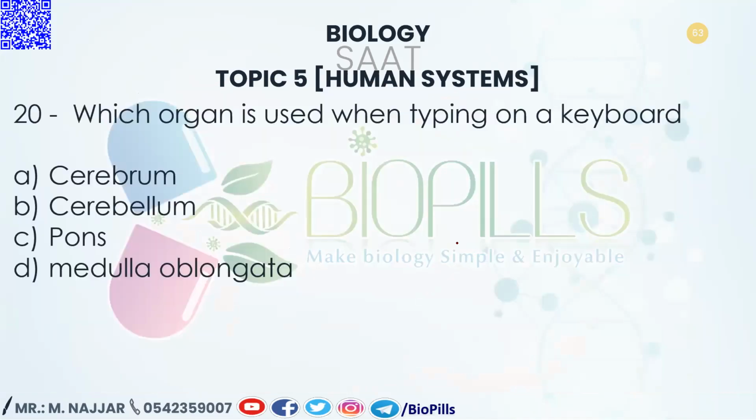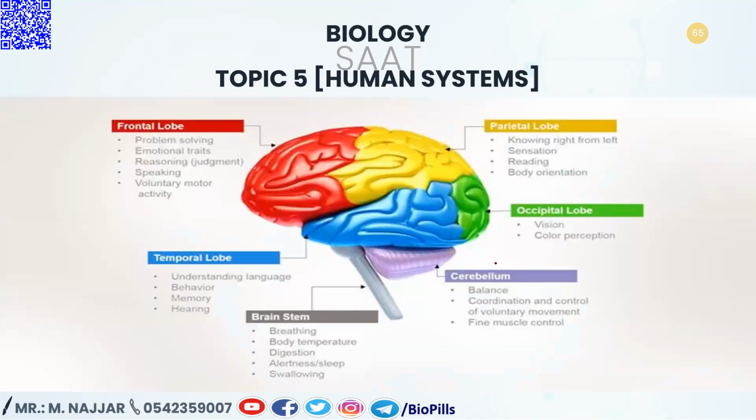Question number 20. Which organ is used when typing on a keyboard? A, cerebrum, B, cerebellum, C, pons, D, medulla oblongata. The correct answer is B, the cerebellum. As I just mentioned, it controls fine muscle movement, and this action needs fine muscle control, which is under the cerebellum.